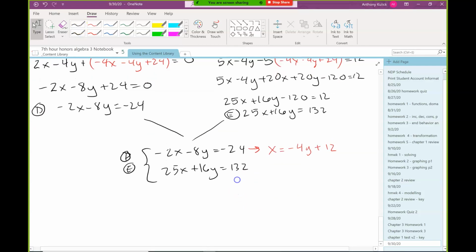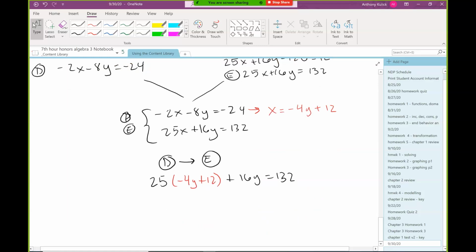And then I'm going to plug equation D into equation E. So that's 25, and instead of x, we'll have minus 4y plus 12 plus 16y is equal to 132. Notice now there's only one variable left. So we'll distribute that 25 so we can start solving for y.